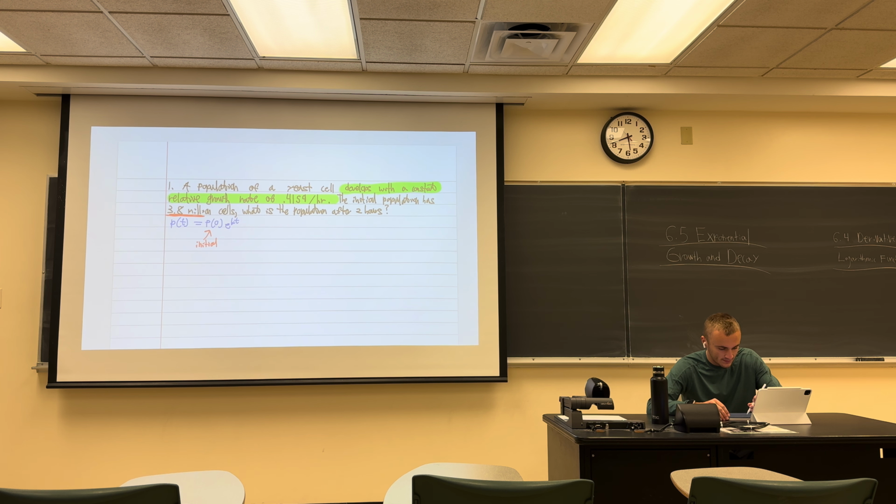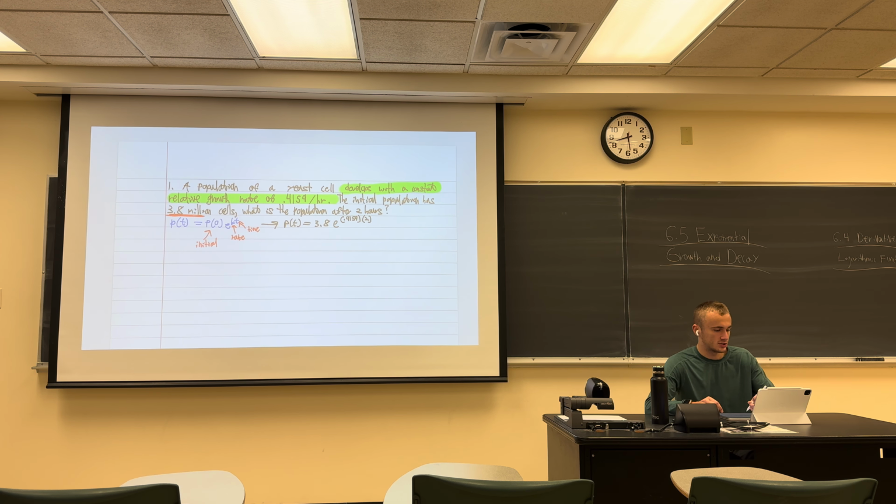So therefore, we can say P of t equals 3.8 times e to the k, that's the rate. So I'll just label all these actually. So that's going to be the rate, and then that's the time. So the rate is 0.4159, and then we want to know population size after 2 hours, so plugging in 2 for the time.